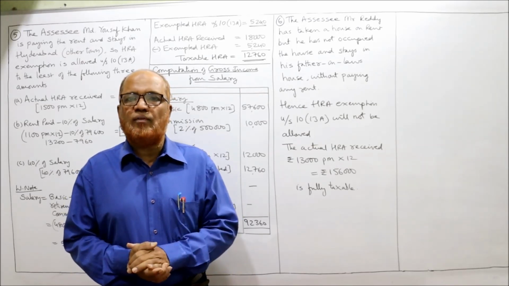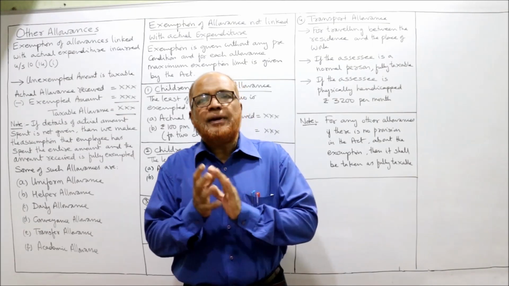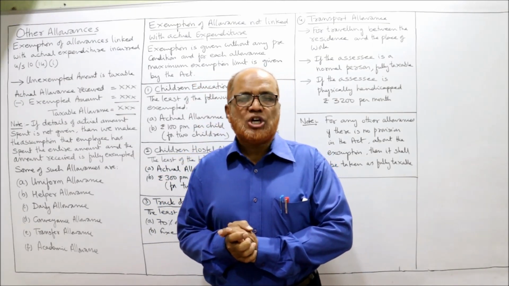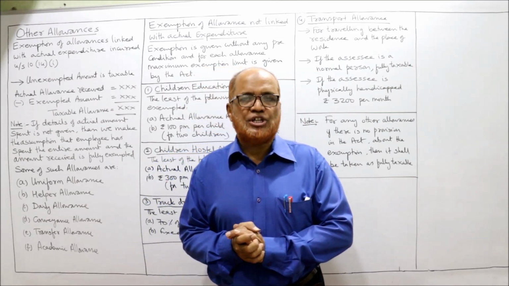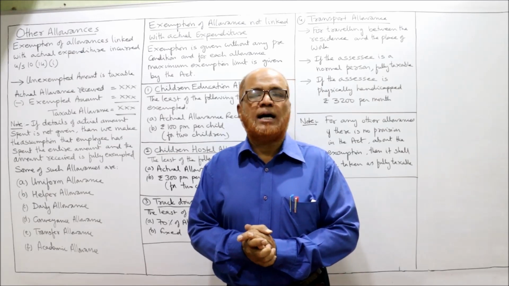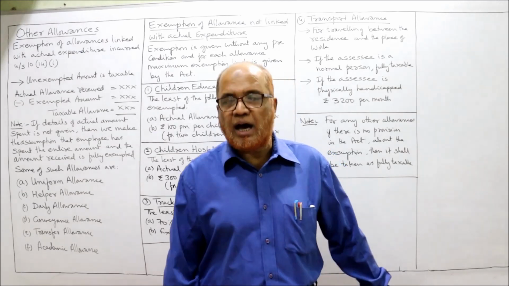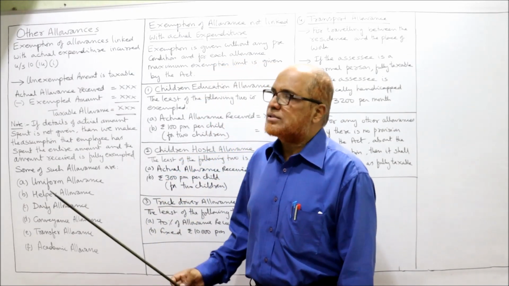Next problem we'll solve on other miscellaneous allowances. So we have completed the problems on calculating the HRA and EA exemptions, deductions. Now I'm going to discuss with you the other allowances. What are the provisions under the Income Tax Act about the other allowances? Now see carefully.